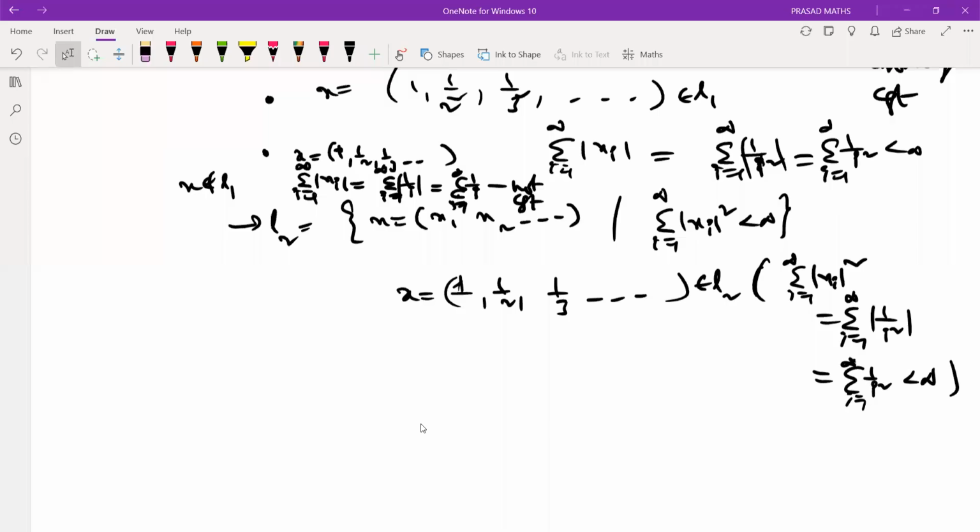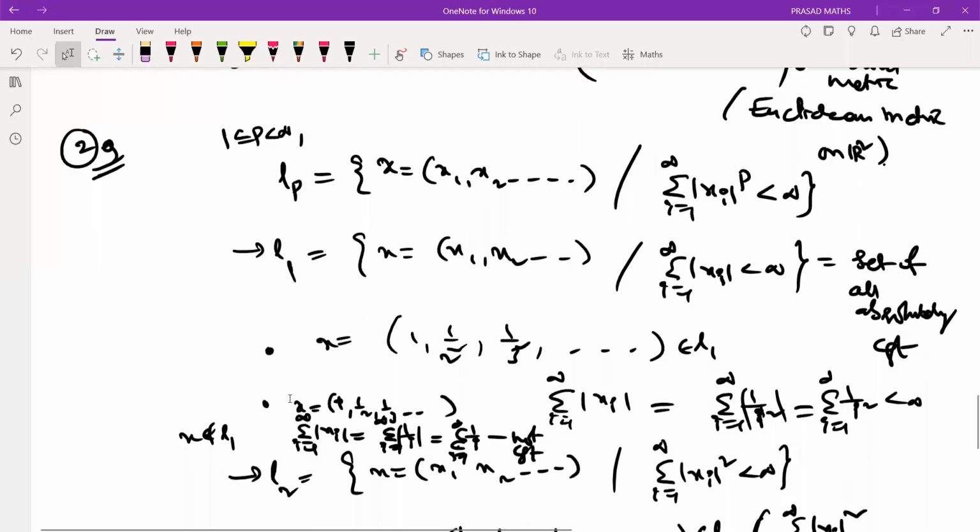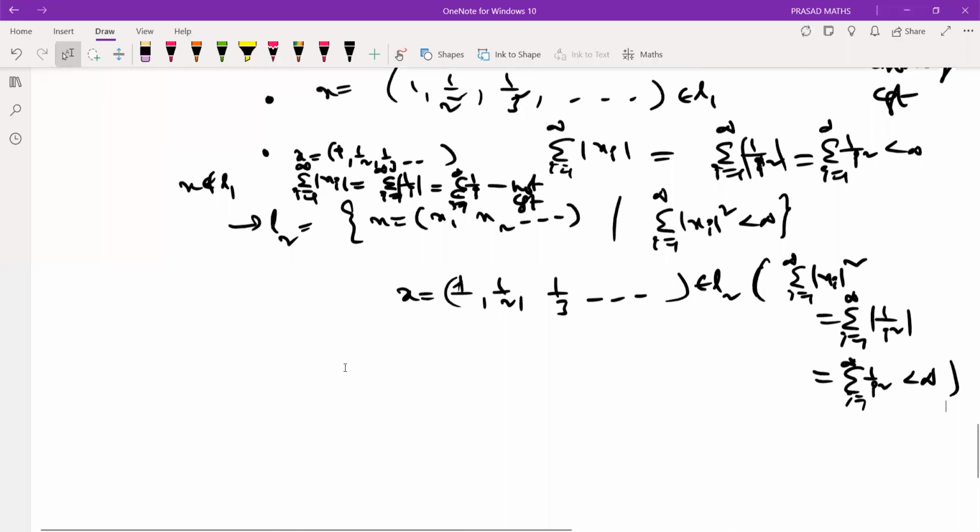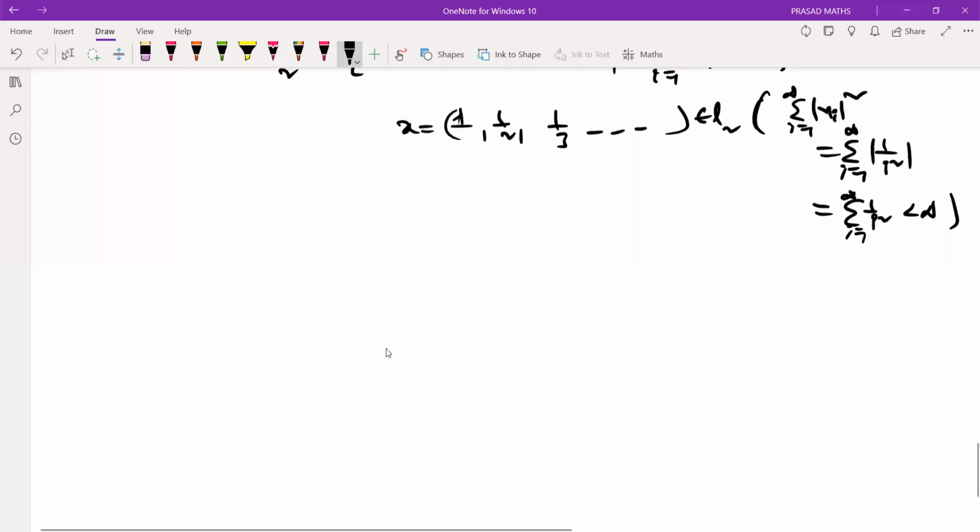Hence it's an element of L2. So this is a definition of LP spaces. Right? This is a definition of LP spaces. So the same strategy. d1 of x comma y is equal to the summation i equals 1 to infinity of modulus of xi minus yi.